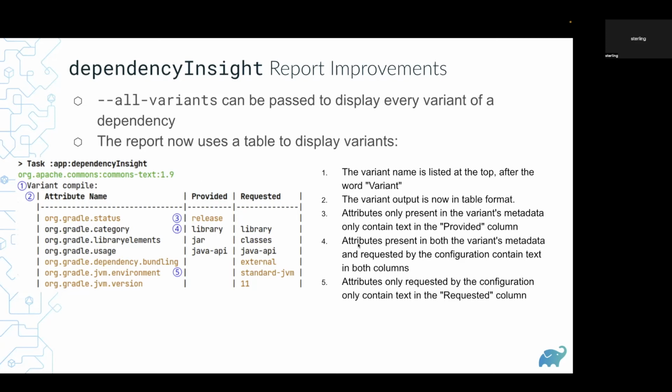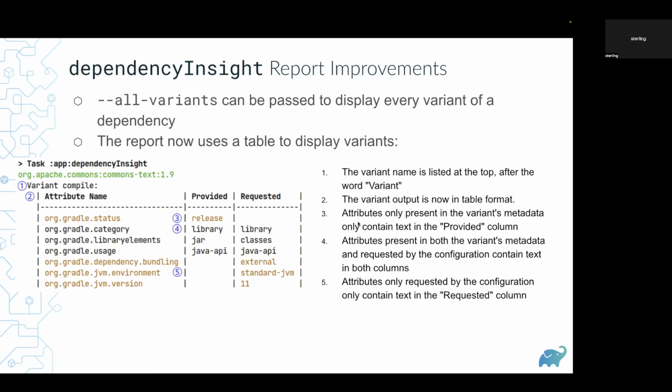For 7.5, I added dependency insight report improvements. This is a set of changes to the dependency insight task, which allows you to display variants of a certain dependency. For this particular change, I added an all variants flag, which you can use to display every variant of a dependency that can be used in dependency resolution. This can be used to see what attributes you need to add if you want to select a different variant. The report also now uses a table to display these variants, which allows you to more easily compare and contrast which ones are selected or not.